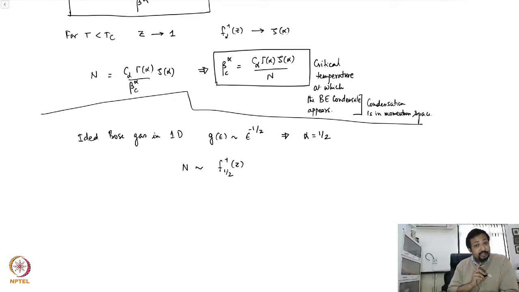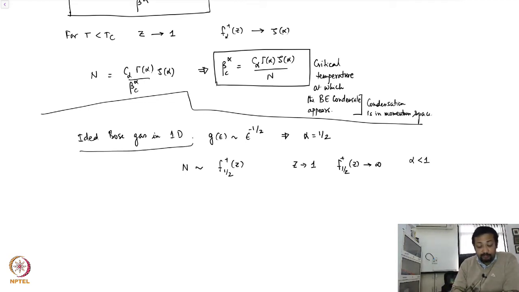But the curious thing is that as z tends to 1, f_{1/2}^+(z) tends to infinity. The series doesn't converge because α is less than 1. And therefore, for a 1D ideal Bose gas, you cannot have a Bose-Einstein condensation.